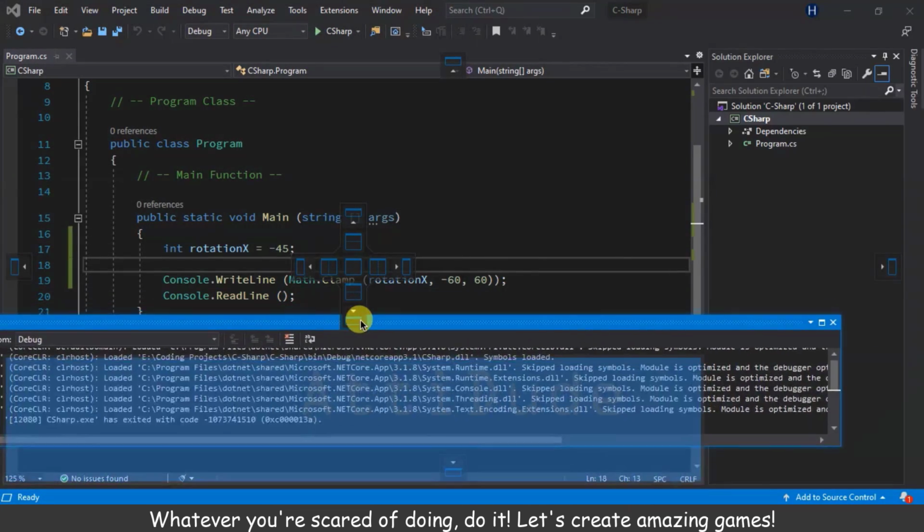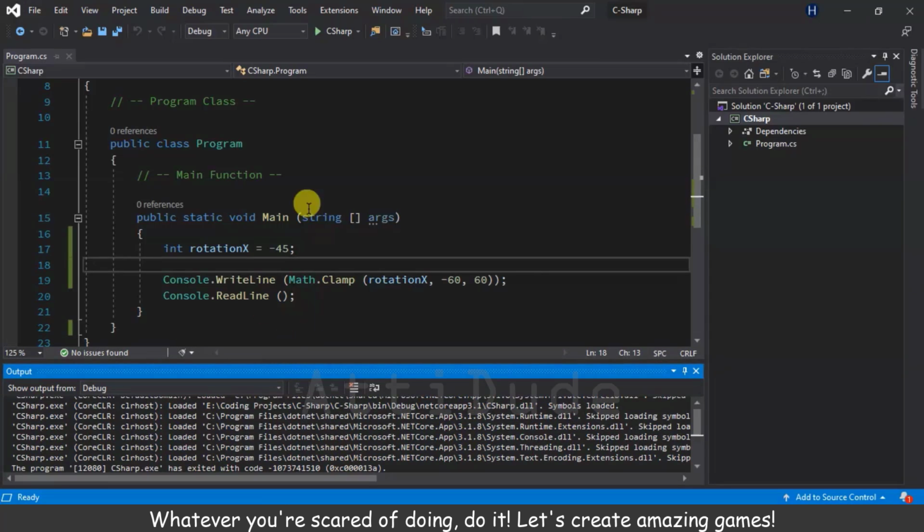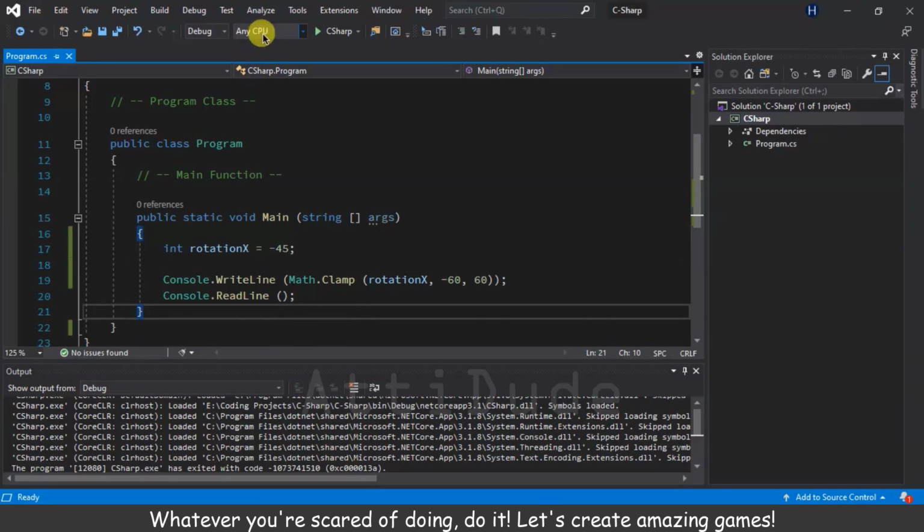No, I don't really want. Oh, okay, that's what I want. Such like this. Okay, we have rotation working. That's how you do it with clamping.